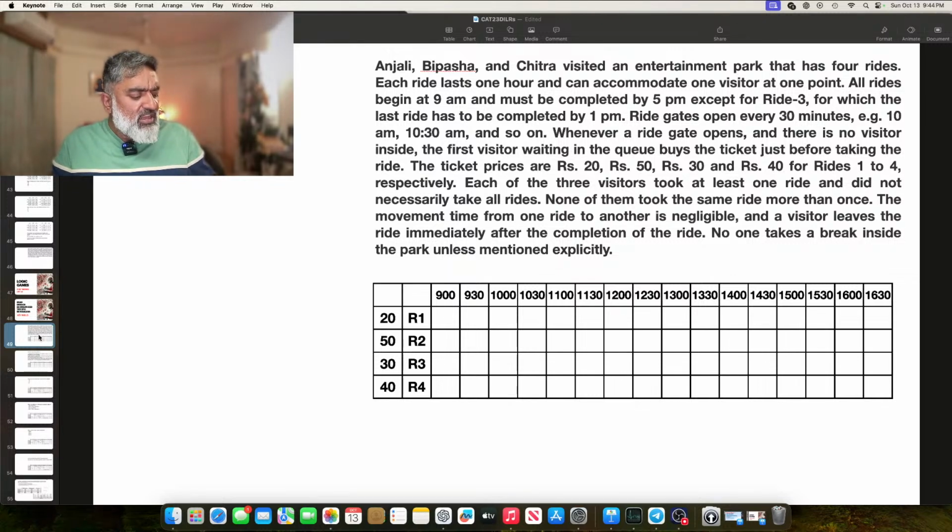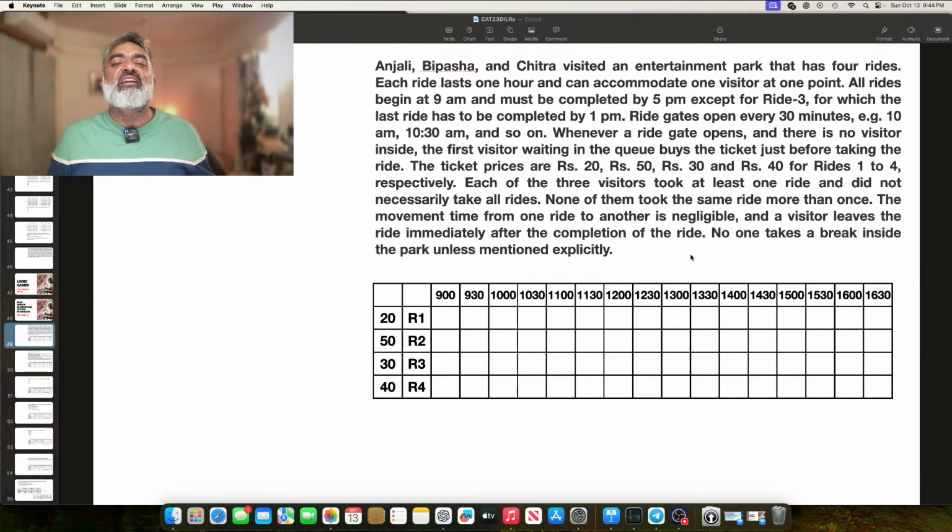And it's quite a straightforward story, right? Again, the first step is obviously reading and reading well. So I start. Anjali, Bipasha, and Chitra visited an entertainment park that has four rides. Each ride lasts 1 hour and can accommodate one visitor at one point. Okay, three characters A, B, and C. The park has four rides.